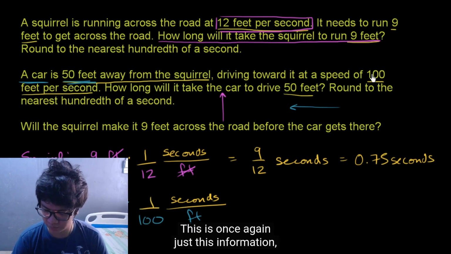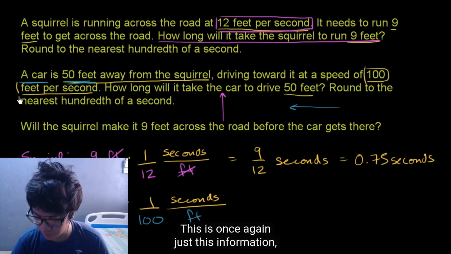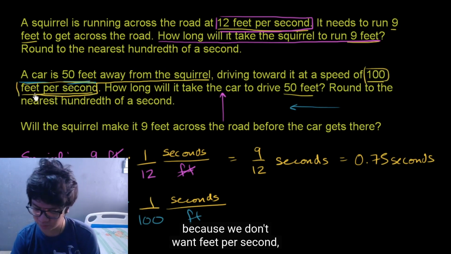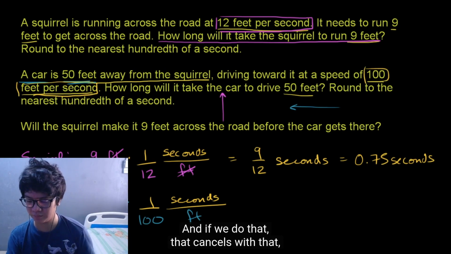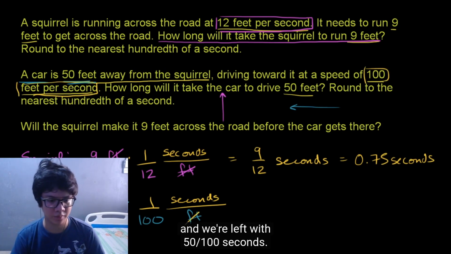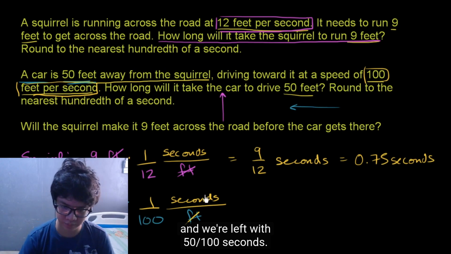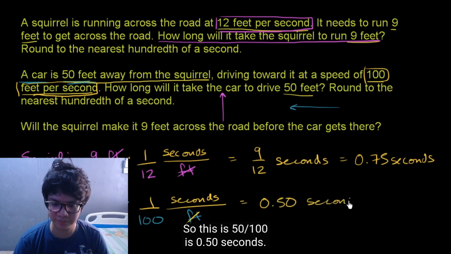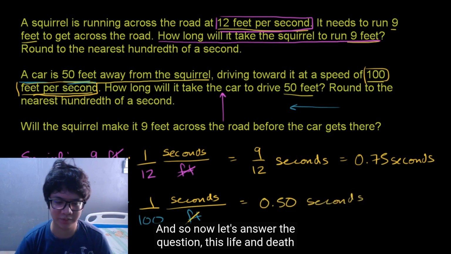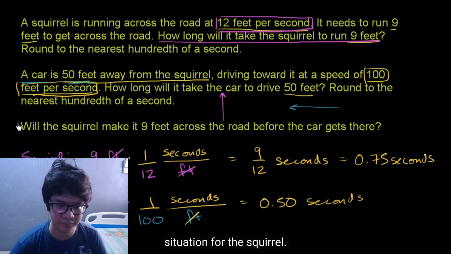This is, once again, just this information, but we took the reciprocal of it, because we don't want feet per second, we want seconds per feet. And if we do that, that cancels with that, and we're left with 50 over 100 seconds. So this is 50 over 100, which is 0.50 seconds.